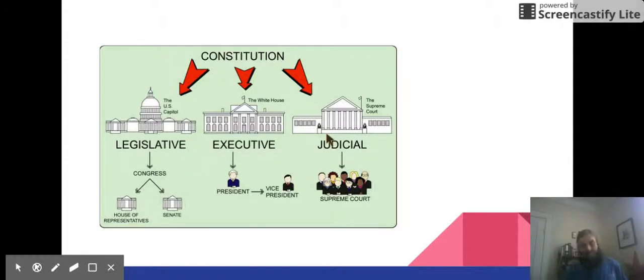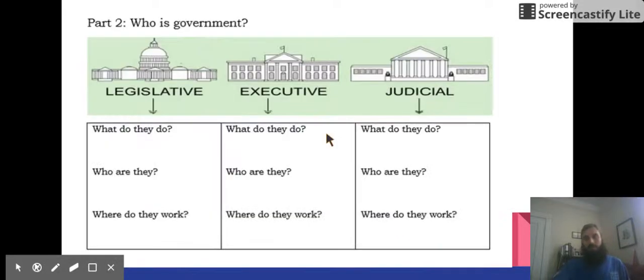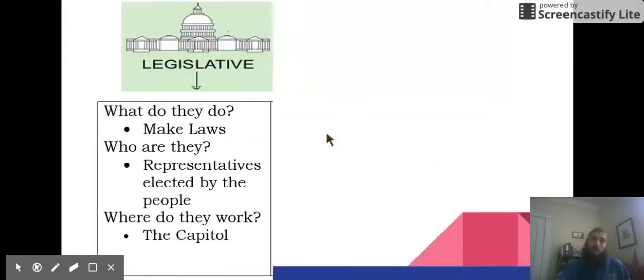Congratulations, you just learned the 3 branches of government: the legislative branch, the executive branch, and the judicial branch. These are 3 different parts of government that have 3 different jobs. You have a chart on your worksheet, and we're going to fill that out to learn a little bit more about each of the branches of government and what the job of each branch is. Let's start with the legislative branch.